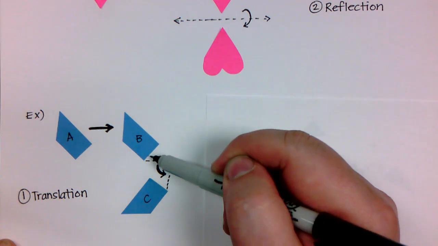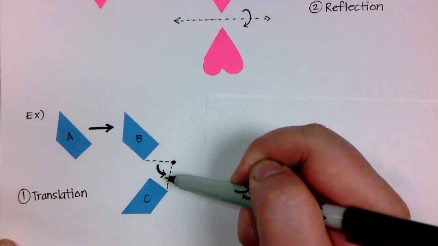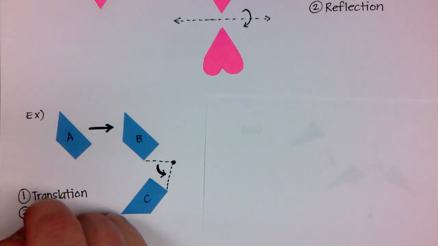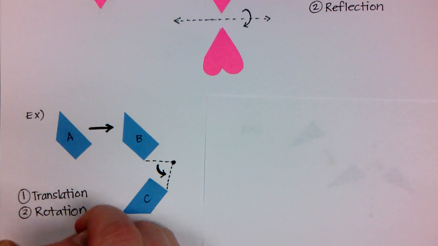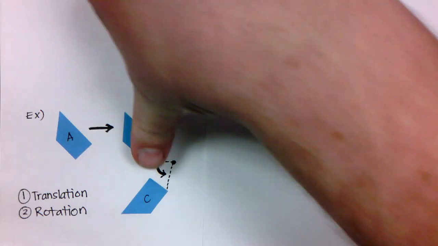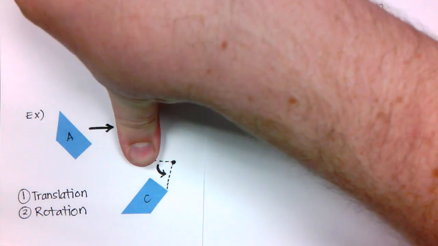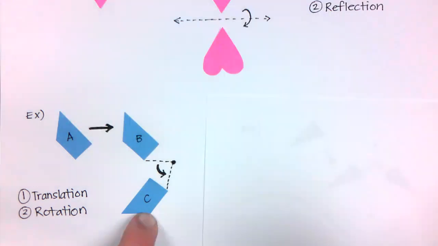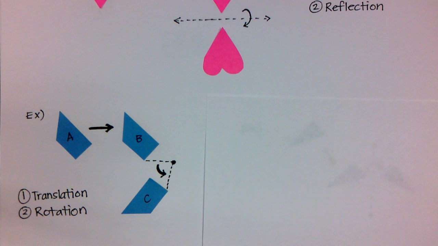And then the second time, it looks like it's being rotated, kind of counterclockwise. So our second step is simply a rotation, and that's it. If this wasn't here, would you know how it turned into C? That's something that you got to kind of think about. What did the person do to make it end up in that last formation?